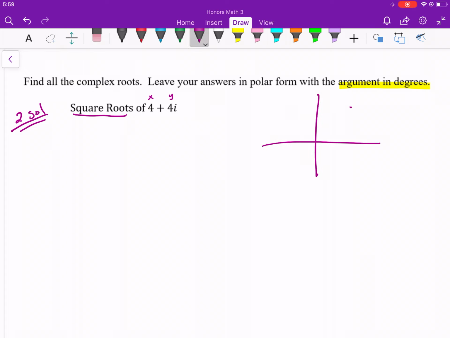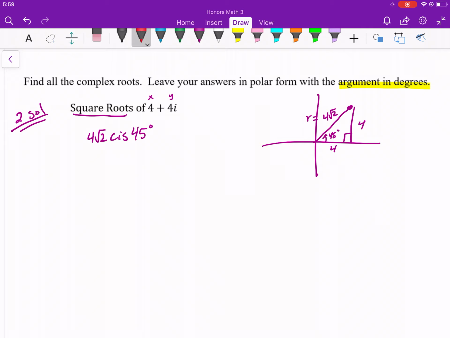Out 4, up 4. So right there, it should be an isosceles triangle of 4 by 4, which tells us we have 4 root 2 as our radius. I'll put that in the front. And then our angle, since we're just in the first quadrant and this is isosceles, has to be a 45-degree angle. Perfect. So nothing too crazy at this point.